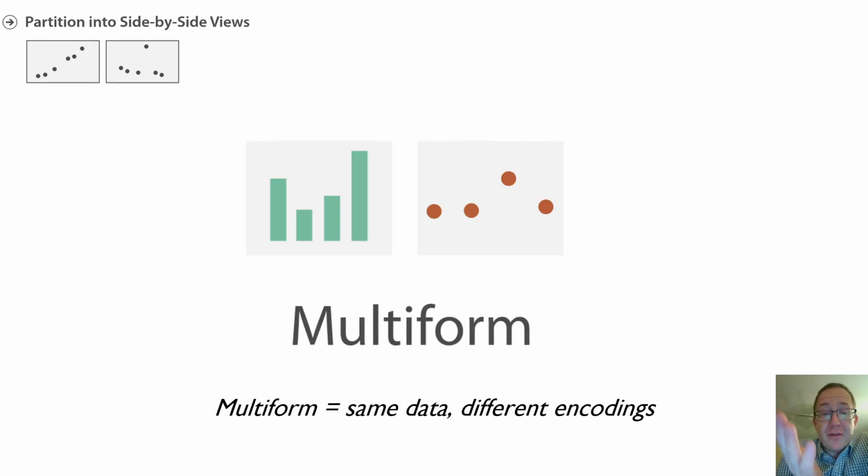We also can do other things. So a multiform is essentially the same data with different encoding methods. So I can do the same graph or chart with a line graph or bar chart, let's say, and a scatter plot. It can be the same data, just a different visual representation.